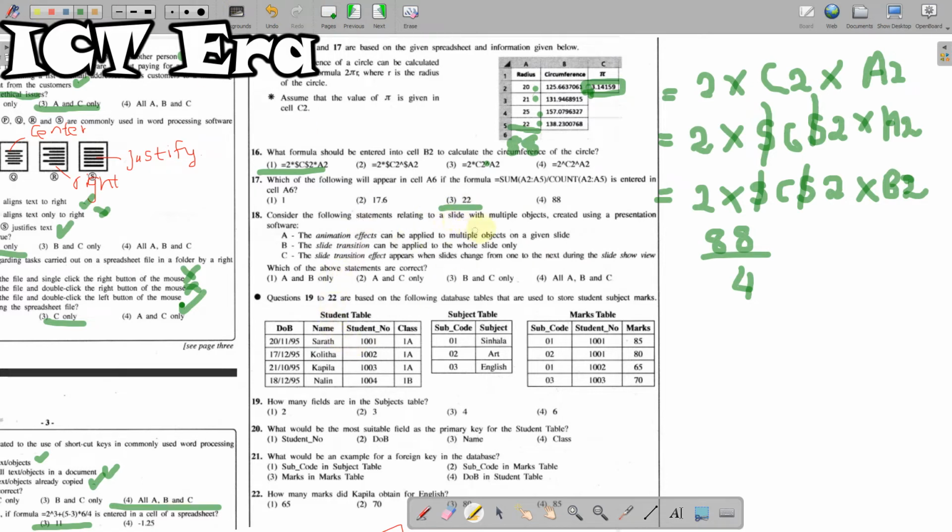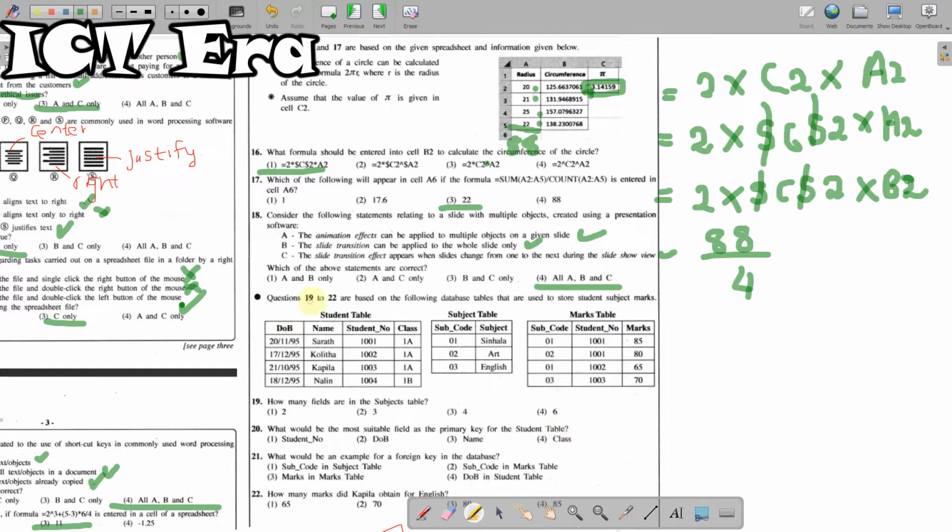Then the 18th question. Consider the following statements relating to a slide with multiple objects created using presentation software. Which of the following statements are correct? The animation can be applied to multiple objects on a given slide. Yes. The slide transition can be applied to the whole slide only. Yes. The slide transition effect appears when the slides change from one to the next during the slideshow view. Yes. So the answer is all.